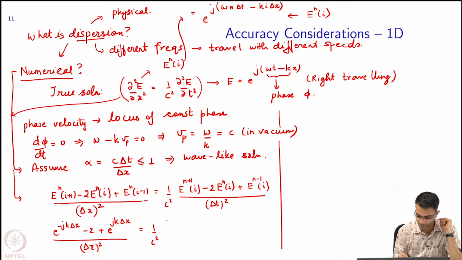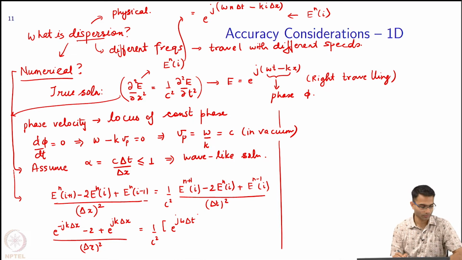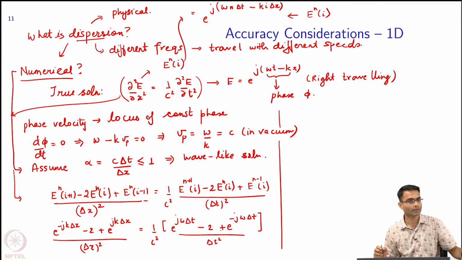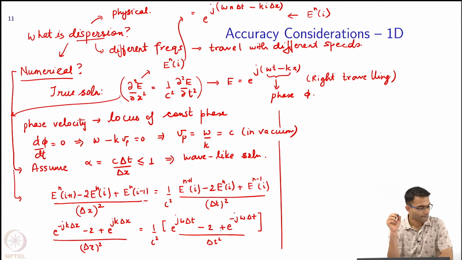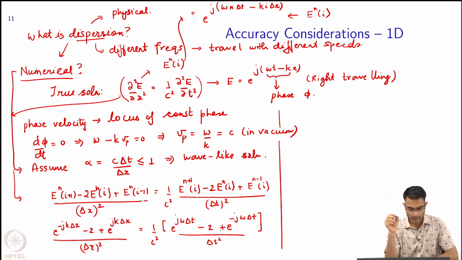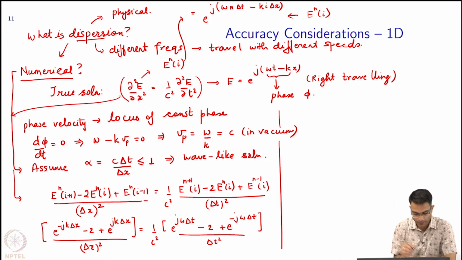Similarly, here what will I have? e to the j omega delta t, that is the extra term because I am cancelling off e to the j n, minus 2 plus e to the minus j omega delta t. Does this look like something that can be easily simplified?